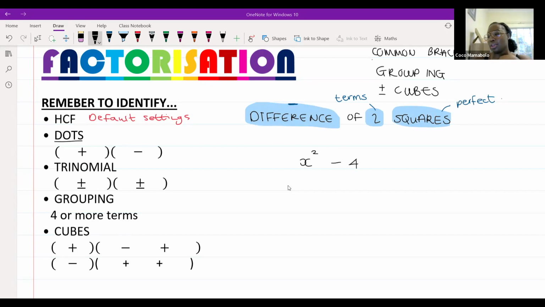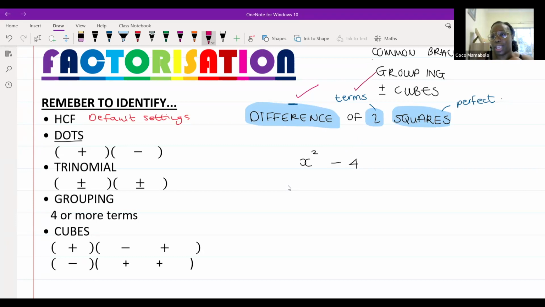Okay, let's see. Tero says yes, Tanduleti says no, Lutando says no. Okay, let's think about this. Do I have a difference? If we look at x squared minus 4, do I have a difference? Do I have a minus? Yes or no? Yes, I do. I have a minus in between my 2 terms. There we go. All right, check for the difference. Do I have exactly 2 terms? Yes, correct, Sia. Yes, good, Lutando. I do. I have a difference.